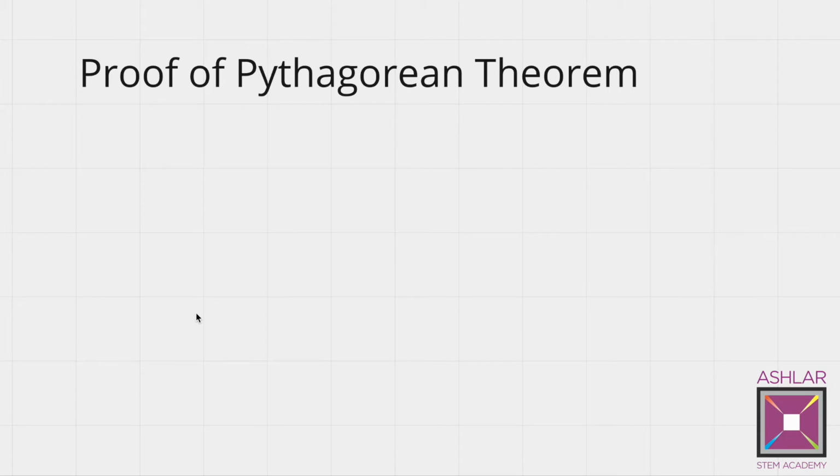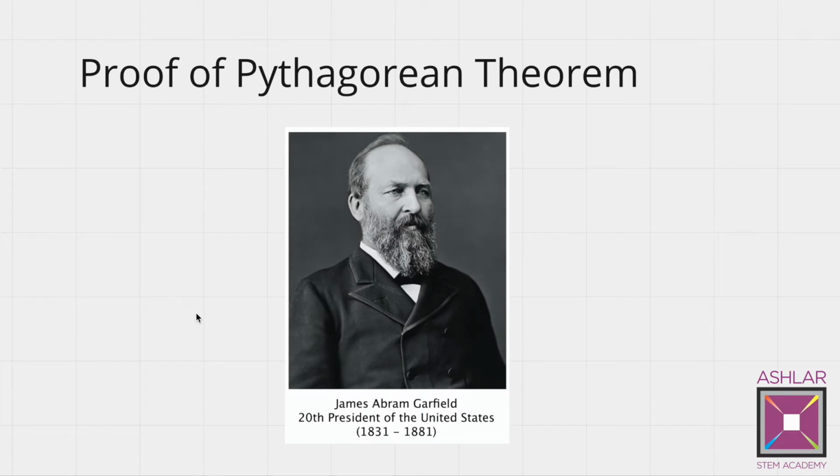Today we will talk about the proof of Pythagorean Theorem, which is widely used in science and engineering. There are actually a lot of proofs of this theorem, but today I just want to present you the one that was published by the 20th US President James Abram Garfield. So James Abram Garfield was a politician and also a mathematician. So let's start with the proof.